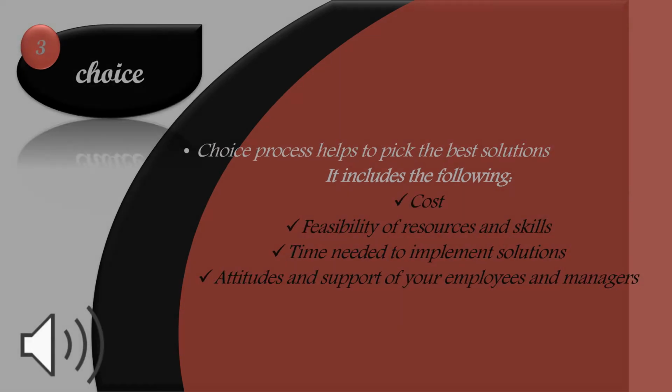Third step, choice. The choice process helps to pick the best solution. It includes the following: cost, feasibility of resources and skills, time needed to implement solutions, attitudes and support of your employees and managers. If you took these into consideration, then you'll have your ideal solution.